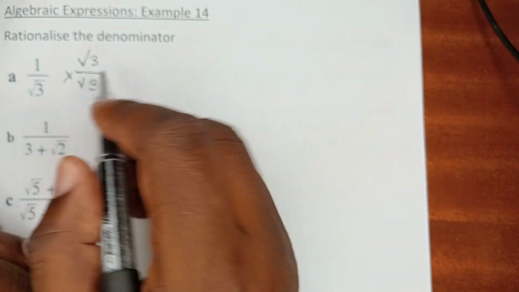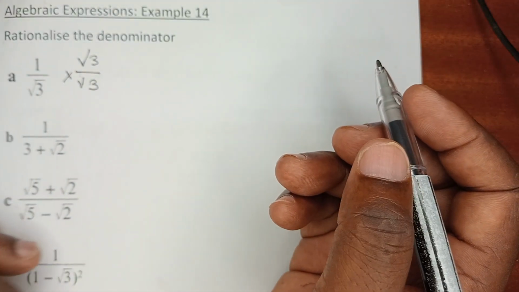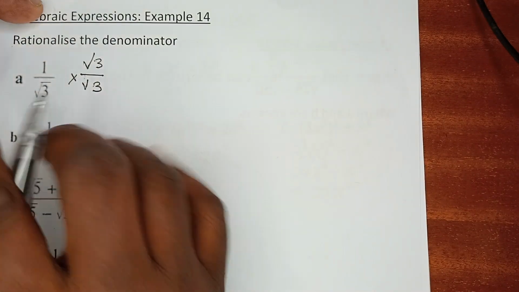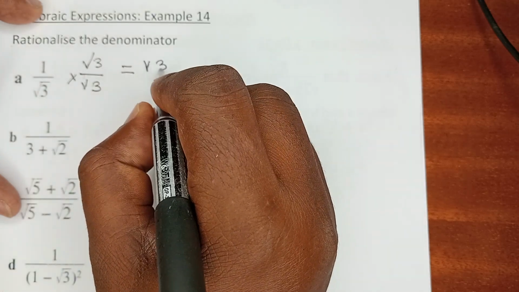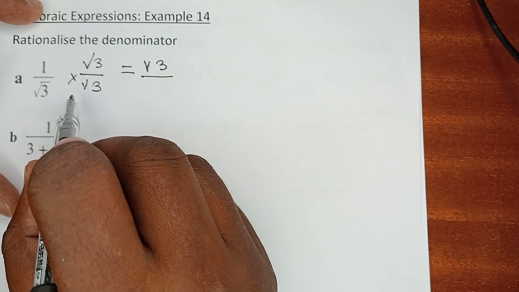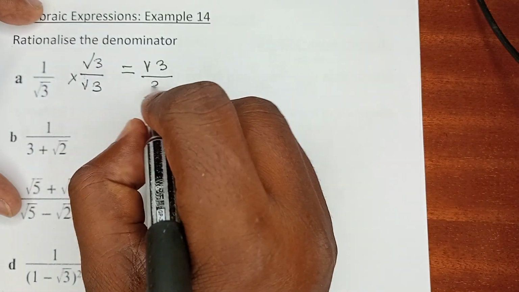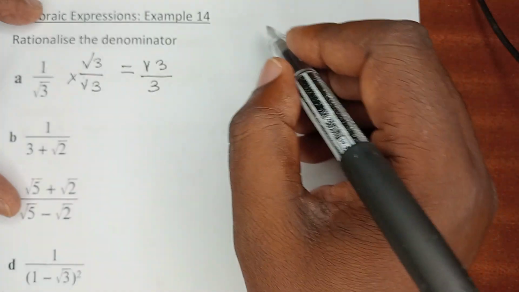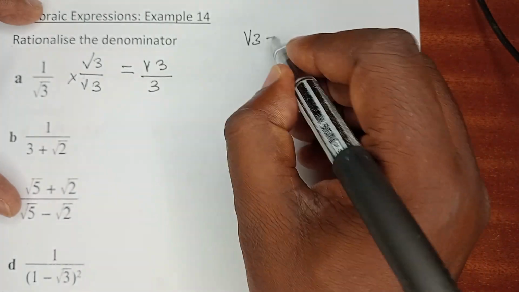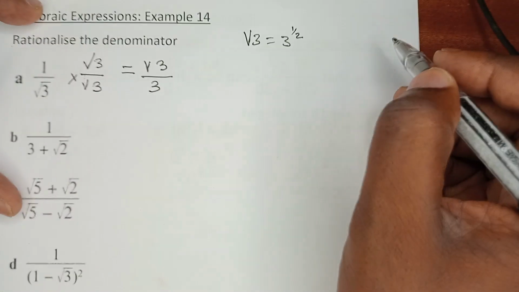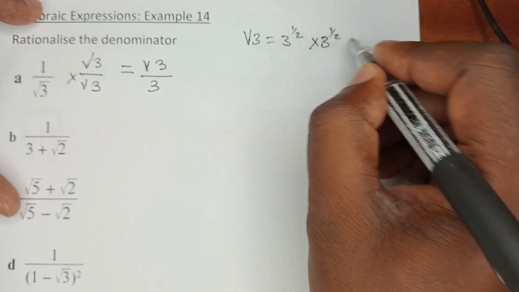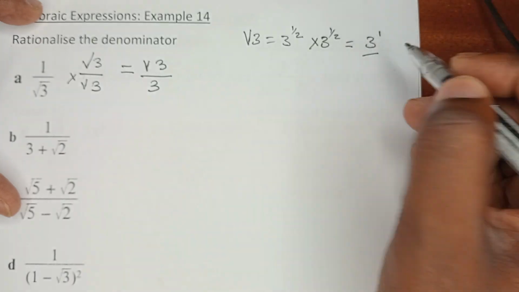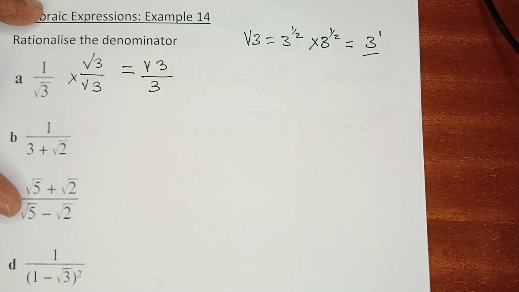And for this matter, we are now expected to have 1 times root 3 is by itself root 3, and root 3 times root 3 is 3. How does it become 3? Remember, root 3 is 3 raised to power a half. So 3 raised to power half times 3 raised to power half is going to be 3 raised to power 1, which is simply 3, and that's how we have here.